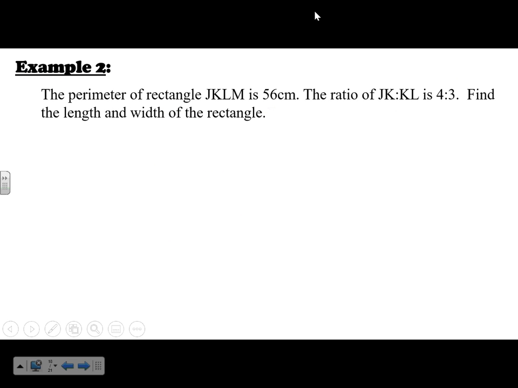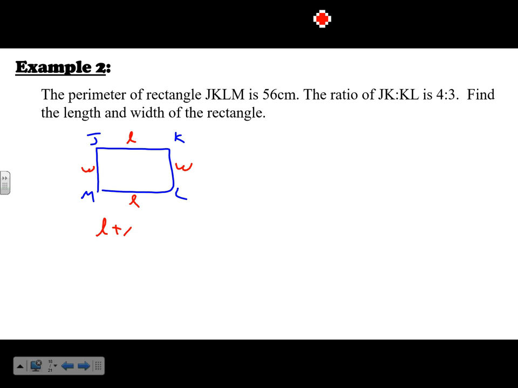All right, so this one, different type of example. So we were just talking about scale drawings, but this one is the perimeter of a rectangle. JKLM is 56 centimeters. The ratio JK to KL is 4:3. Find the length and the width of the rectangle. So this is the rectangle JKLM. I always like to draw a picture just to make sure. The perimeter is 56 centimeters. So that means if you add up all these sides, let's just do length and width. This is the length, this is the width. When you add all the sides together, that's your perimeter, that's 56.